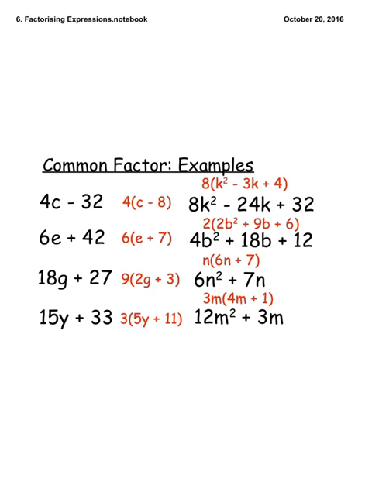The first question is 4 bracket c minus 8. Second question is 6 bracket e plus 7. Third question is 9 bracket 2g plus 3. Fourth example is 3 bracket 5y plus 11. Fifth example is 8 bracket k squared take away 3k plus 4. Sixth example is 2 bracket 2b squared plus 9b plus 6. Seventh example is n bracket 6n plus 7. And the last example is 3m bracket 4m plus 1.